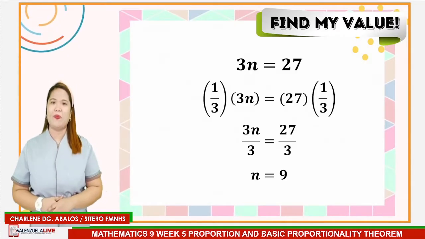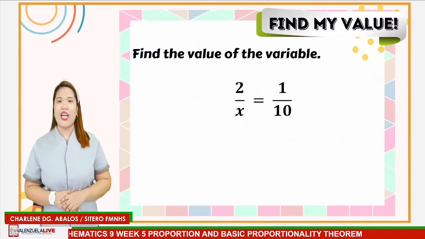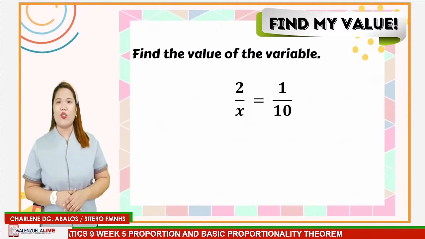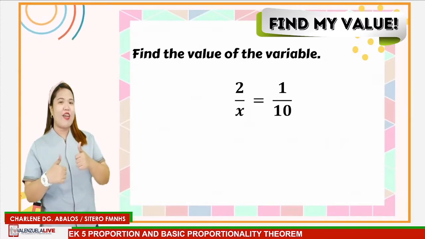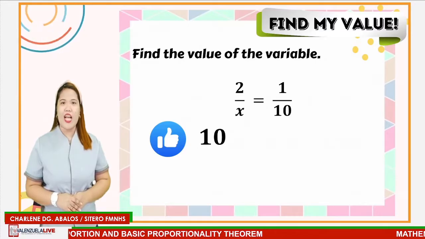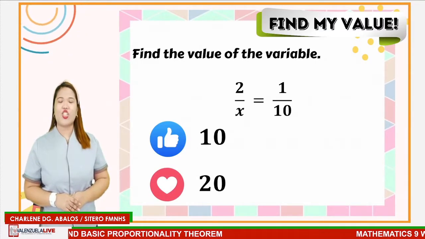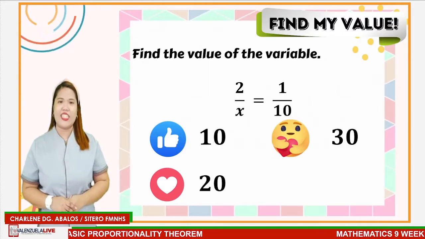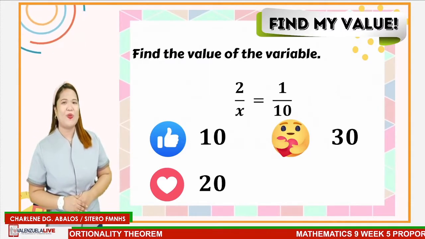Next item. 2 over x is equal to 1 over 10. Click like reaction if your answer is 10. Heart reaction if your answer is 20. Care reaction if your answer is 30. You have 15 seconds to answer. Go!